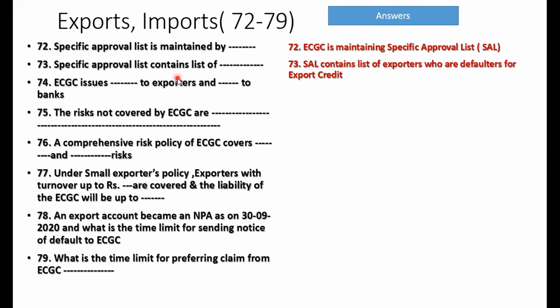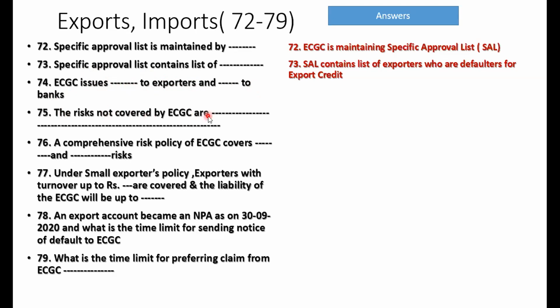Is it a good list or a bad list? It is a bad list. This list contains the exporters who are defaulters. ECGC issues policies to exporters and guarantees to banks. Banks will get a guarantee from ECGC, and the exporter will get a policy, like your insurance policy, a payment protection policy from ECGC. The exporter will be benefited. What does it mean? If the foreign buyer does not pay, he will get the settlement.